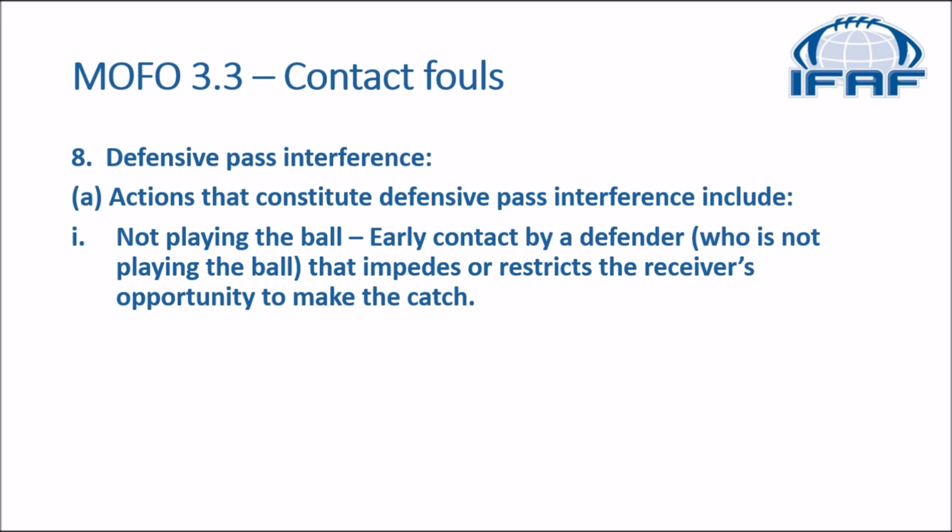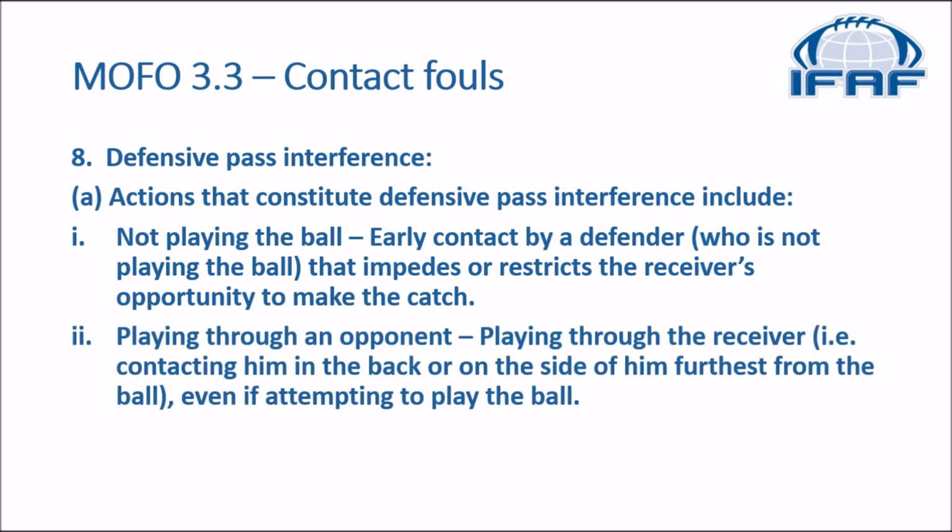In the MOFO, we go to Section 3.3 Contact Fouls. 8. Defensive pass interference. A. Actions that constitute defensive pass interference include 1. Not playing the ball. Early contact by a defender who's not playing the ball that impedes or restricts the receiver's opportunity to make the catch. 2. Playing through an opponent, which is also the topic of this training tape. Playing through the receiver, that means contacting him in the back or on the side of him furthest from the ball, even if attempting to play the ball.